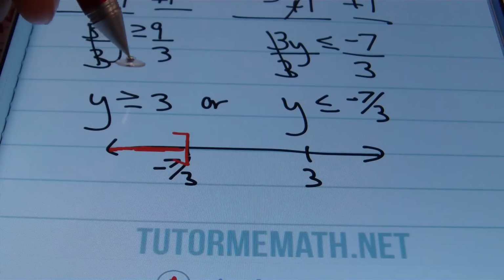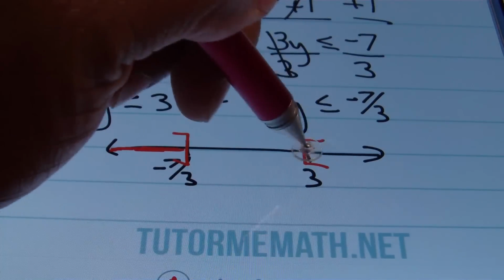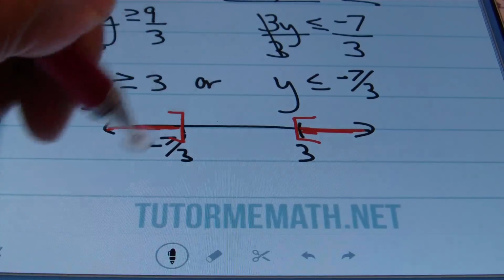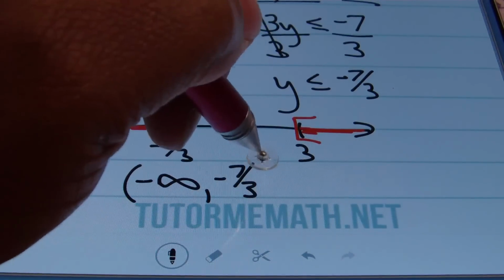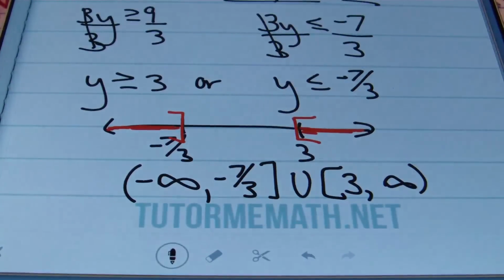Or y can be greater than or equal to positive 3, so I'll have a bracket at 3 and then shade to the right, like so. So here's my graph of my inequality. So I end up with negative infinity to negative 7/3 with a bracket, union, bracket, 3 to positive infinity. All right, just like that.